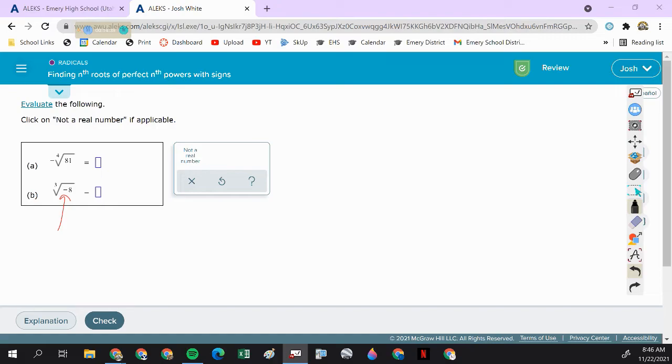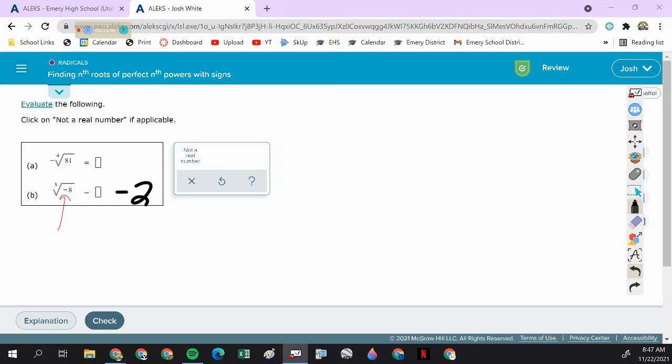So what is the third root of negative 8? What times itself is negative 8? Negative 2. So the answer to B is negative 2, because negative 2 times negative 2 is positive 4, and positive 4 times negative 2 is negative 8.